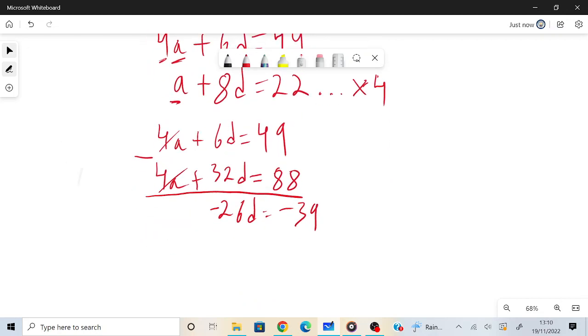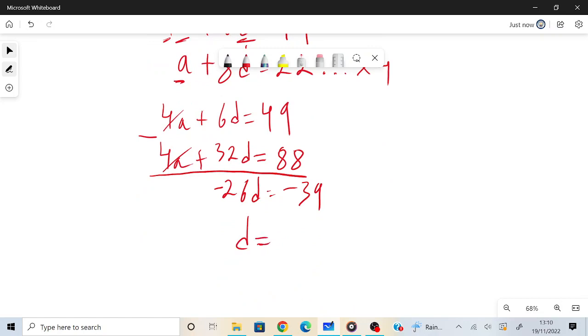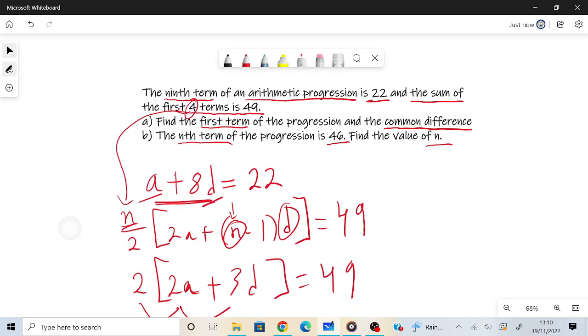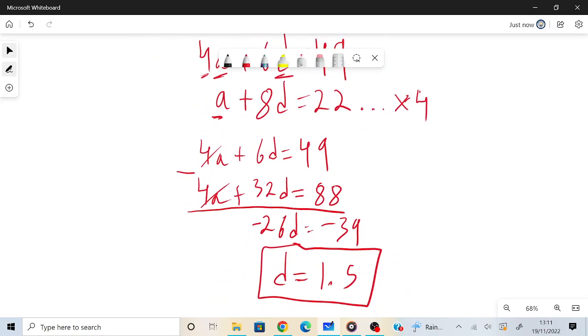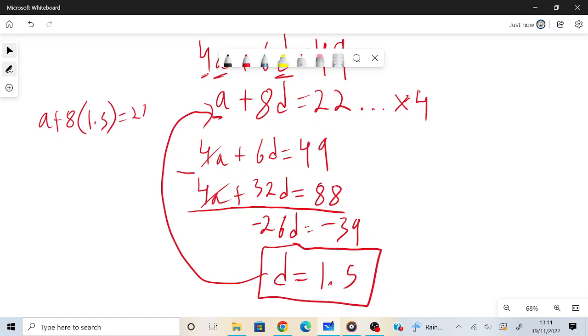And to find your d, all you do is take this minus 26 to the other side, divide it by minus 39, and minus 39 divided by minus 26 is positive 1.5, because the minus will cancel each other out. So we have our d. But the question also said that we need to find the first term as well as the common difference. So if we have our d, all we have to do is substitute our value of d into one of the equations. Let's say the second equation. So a plus 8 into 1.5 equals 22.